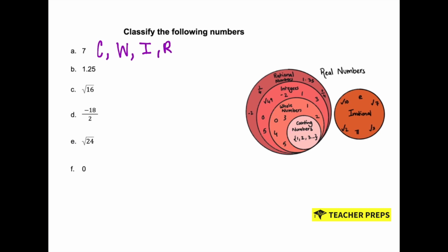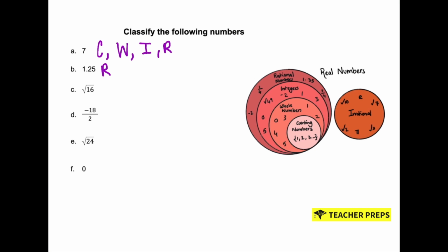Now let's look at the number 1.25. We don't count with 1.25. It's not a whole number, and it's not an integer, but it is a rational number. Because 1.25 can be written as a fraction, 1 and 25/100ths. Now pause the video and do the next 4 on your own. When you're ready, hit play and we'll see how you did.